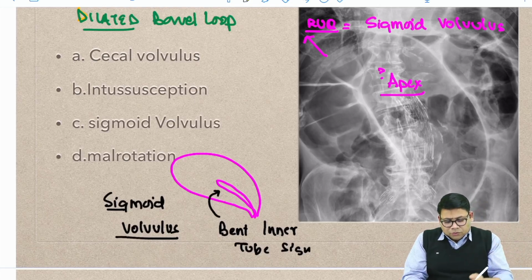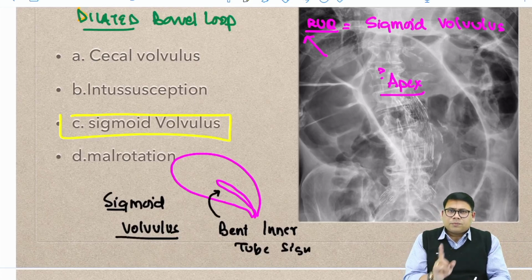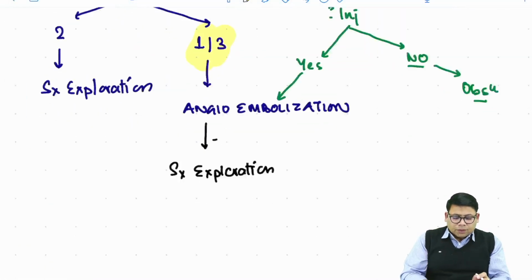So the answer we have is sigmoid volvulus, but we will revise some important points, the differences between cecal and sigmoid volvulus, and all the important things that we can understand quickly in a nutshell. I hope you know what a volvulus is.